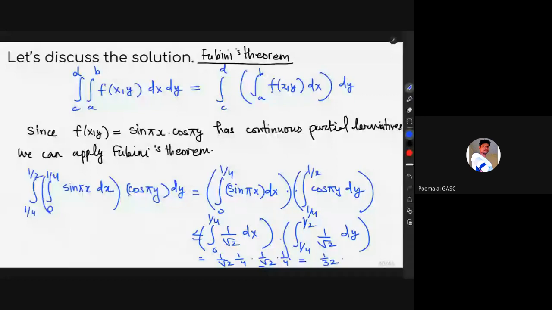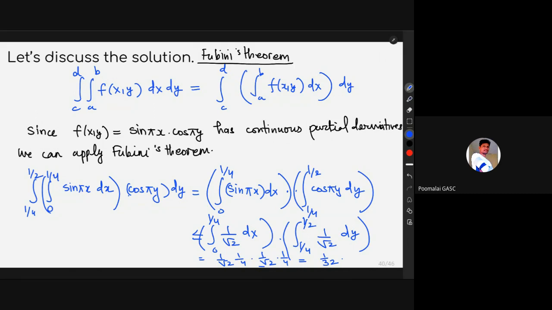Any other problem given, we have to take integration first with respect to y. You can apply Fubini's theorem as long as the partial differentials of the function are continuous, and you can take the integration with respect to y first or x first. It doesn't matter. But if the limits of this integration depend on either of the variables, then you need to be careful.